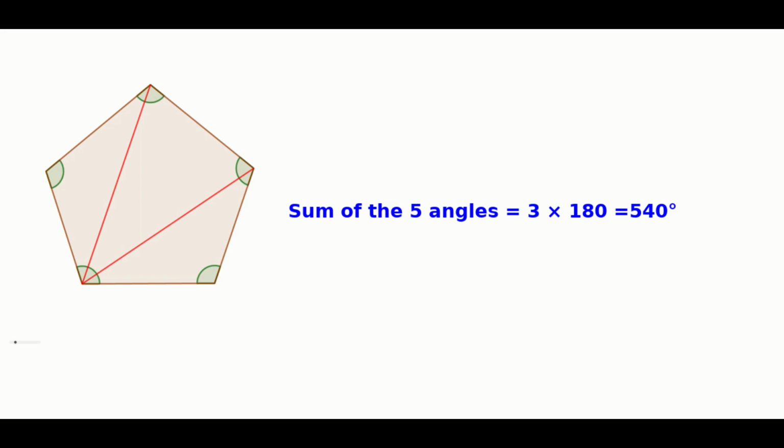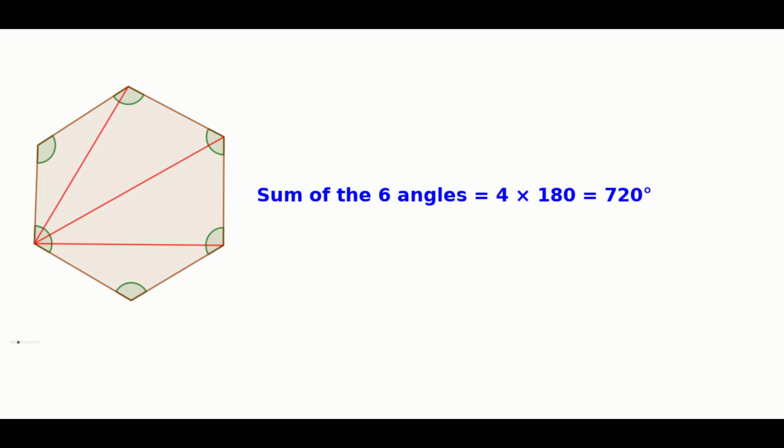A pentagon with five angles can be divided into three triangles by drawing diagonals like this, and therefore the sum of the five angles of the pentagon will be 3 times 180, that is 540 degrees. A hexagon having 6 angles can be divided into 4 triangles, and therefore the sum of the angles of a hexagon will be 4 into 180, 720 degrees.